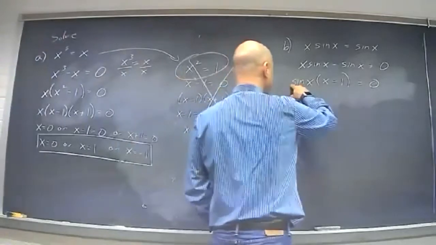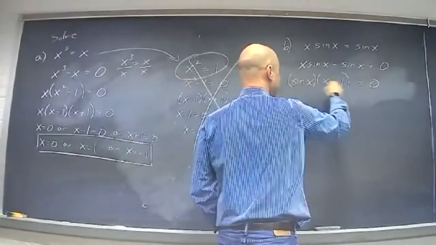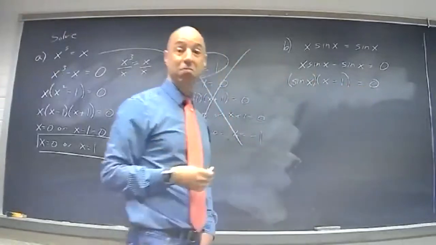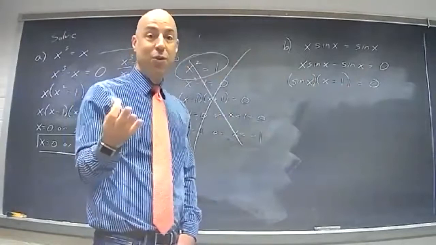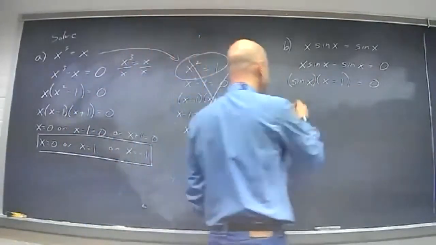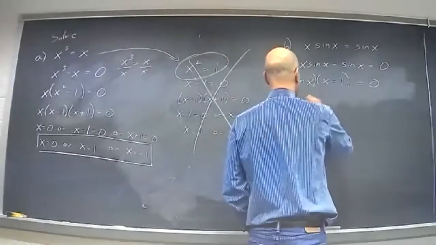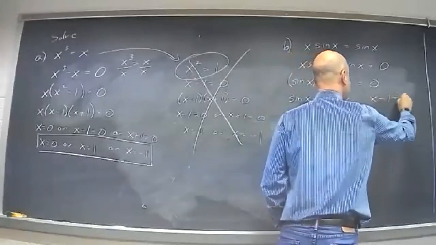What do you notice when you see this line? What's your inclination? We have this times that equals 0. What do you know? One of them has to be 0. Exactly. We're multiplying two or more things, we're getting 0, so one of them has to be 0. So either sine x equals 0 or x minus 1 equals 0.